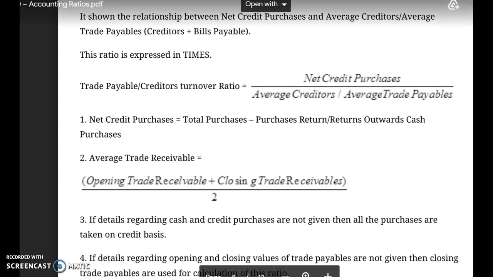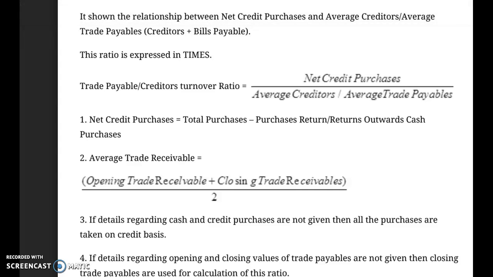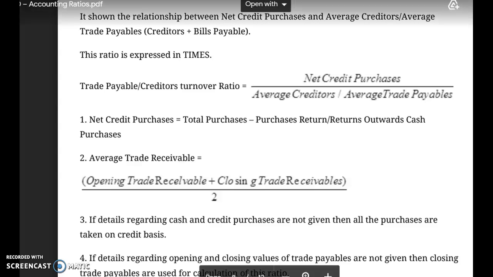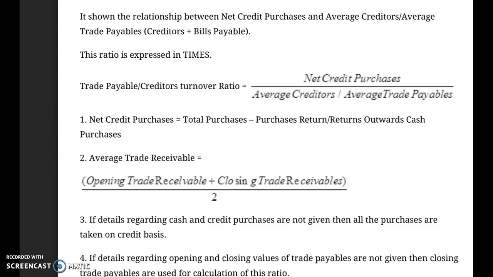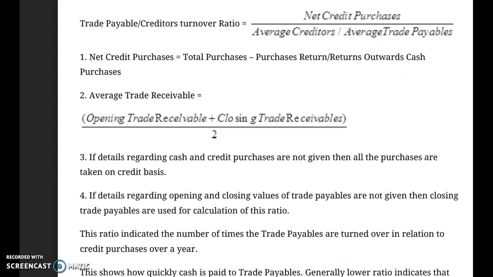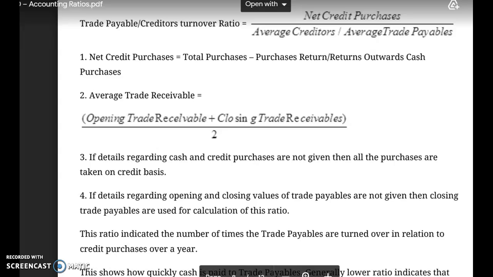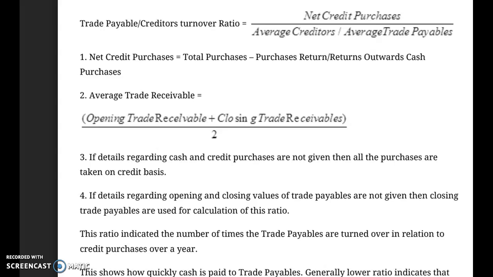Again, the net credit purchases means total purchases less purchase return or return outwards, and less the cash purchases. We have to take only the credit purchases. Again, average trade payables is the result of opening trade payables and closing trade payables. Because here the word written is receivables, we have to take the payables as a reference for the creditors turnover ratio. So we will calculate this way: opening trade payables plus closing trade payables, divided by 2.